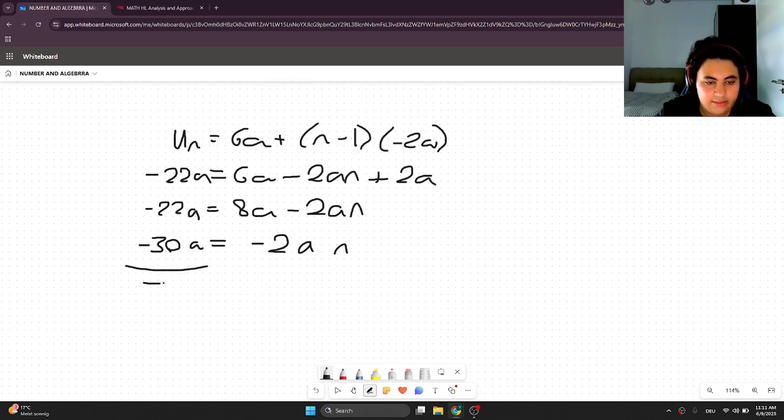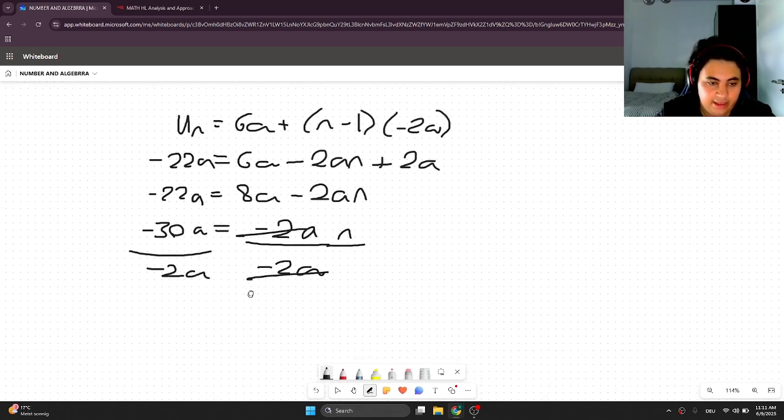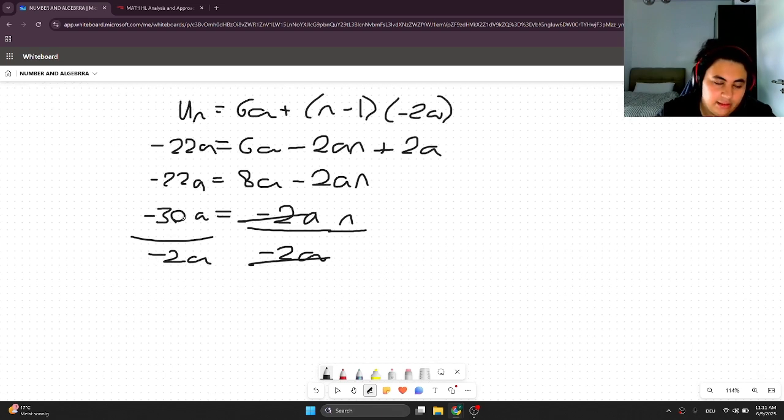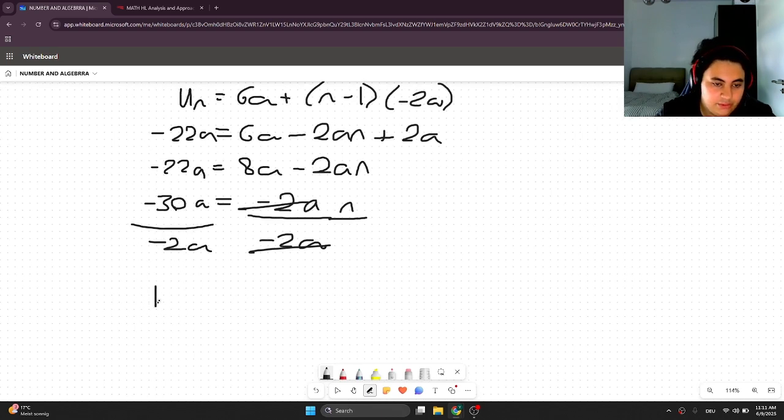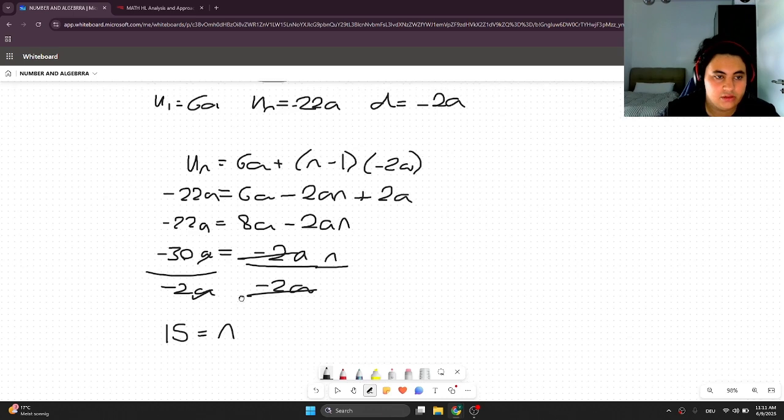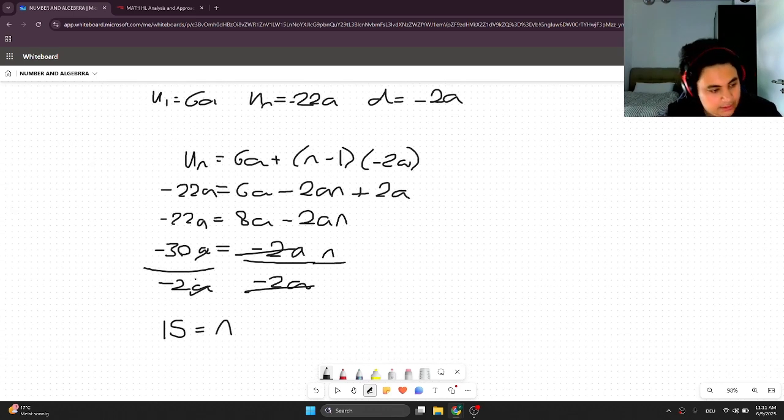So we'll divide both sides by negative 2a, right? So these two will cancel. You have n left alone. And then negative 30 divided by negative 2 is going to be 15, and a will cancel out. So you have n is equal to 15. So that's how you do this question. Okay, let's move to the next one.